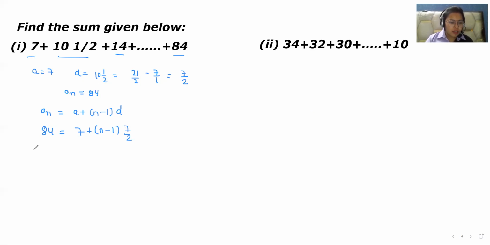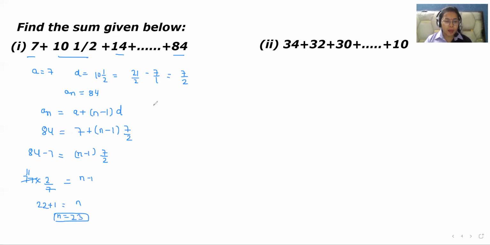So here, 84 minus 7 equals (n minus 1) times 7 by 2. 84 minus 7 is 77, times 2 by 7 (7 by 2 becomes 2 by 7), equals n minus 1. Eliminate 7 with 77, that is 11 times 2, which is 22. Here minus 1 comes to this side, plus 1.